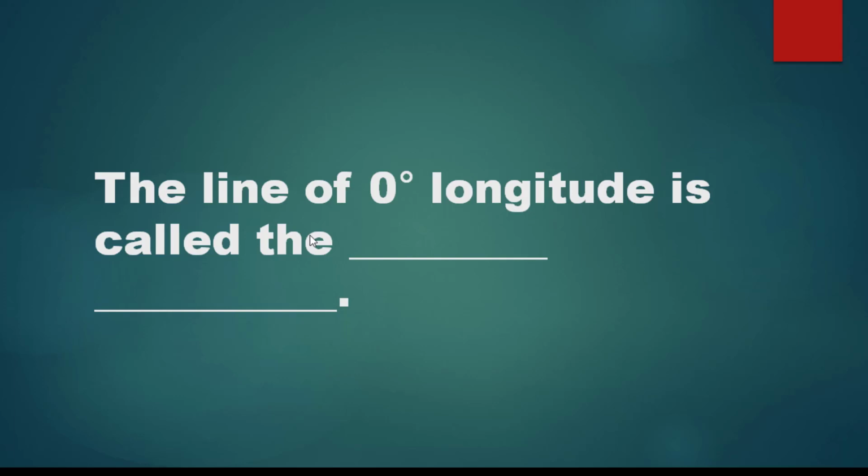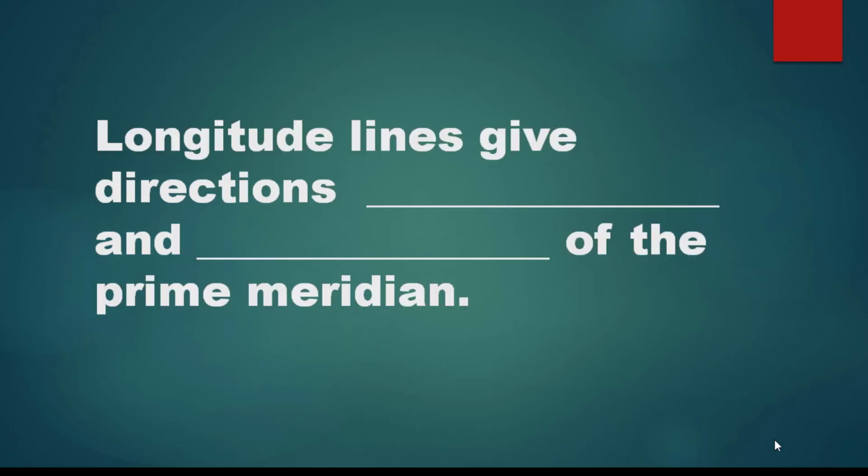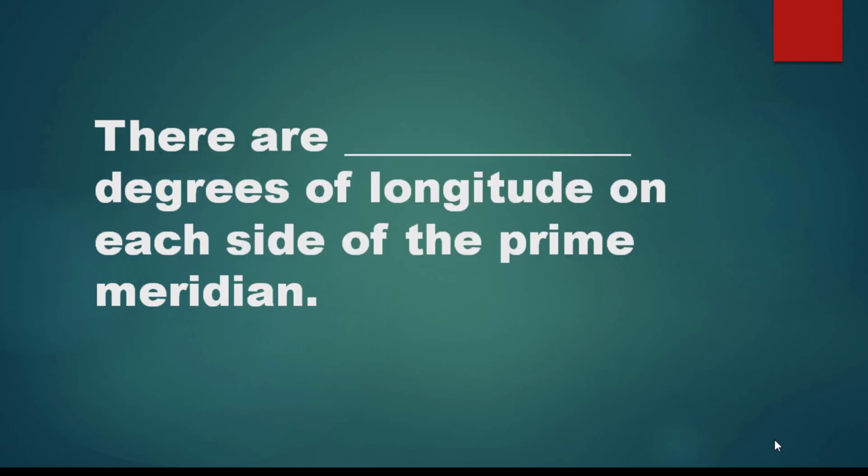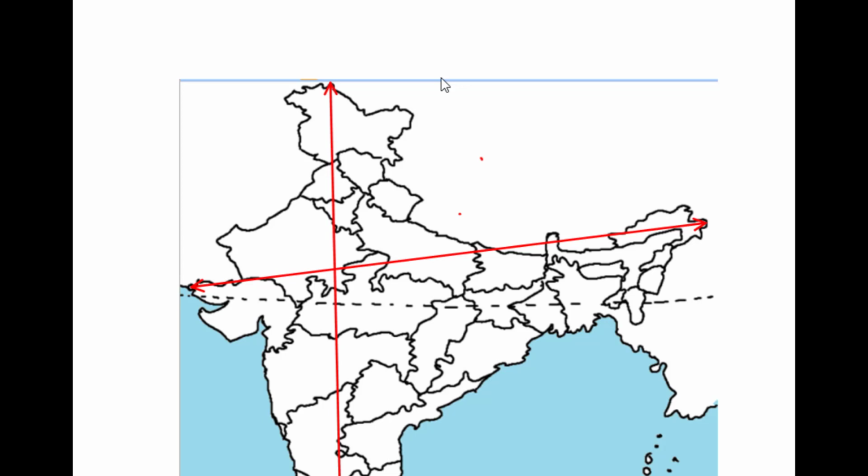The line of 0 degree longitude is called the dash. 0 degree longitude. So it is the prime meridian. Longitude lines give directions dash and dash of the prime meridian. East and west. There are dash degrees of longitude on each side of the prime meridian, 180 degree. I hope you enjoyed it.